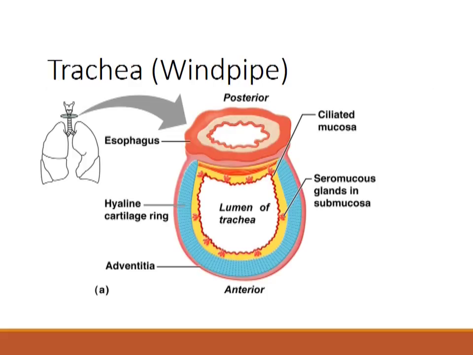Here in this picture, you can see how the esophagus is in the posterior part of the throat area and the trachea is in the front. You can see the C-shaped hyaline cartilage. You can see the submucosa and the ciliated mucosa outlining the lumen of the trachea.